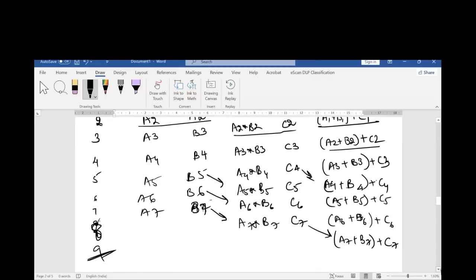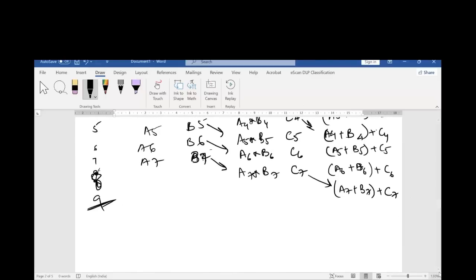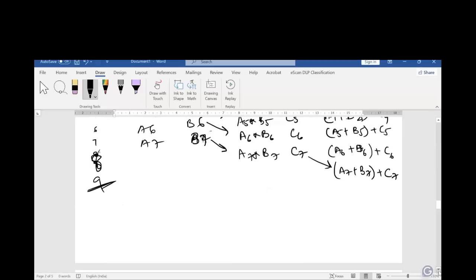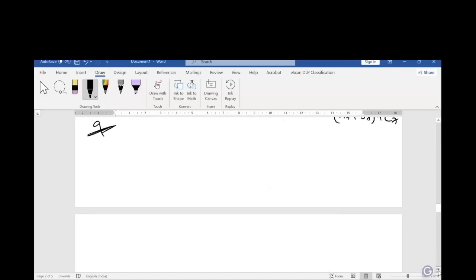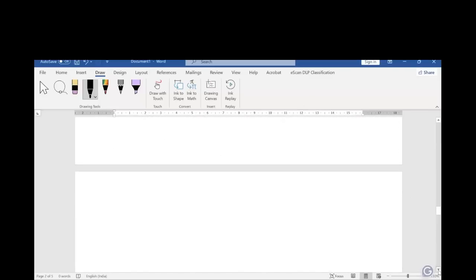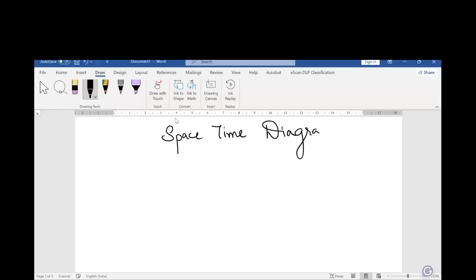Okay, so to show the content of registers during each clock cycle, we represent it using this type of table. And the next thing which can be asked in this type of question is to represent the same thing using a space-time diagram. Okay, how to represent it using a space-time diagram?